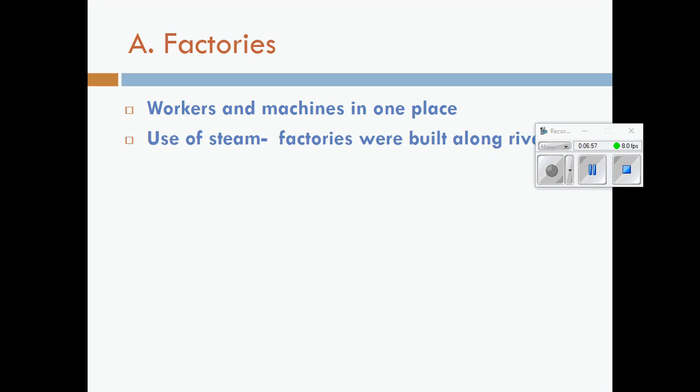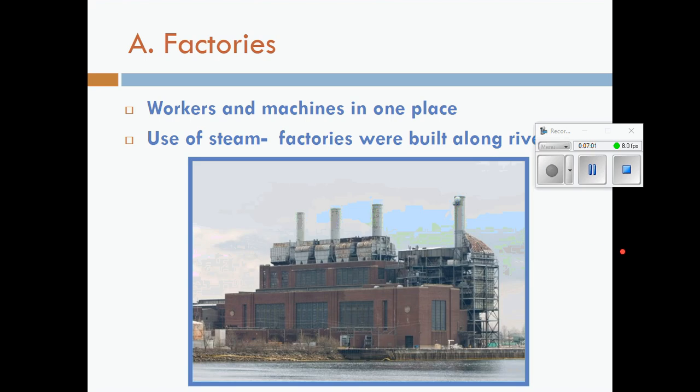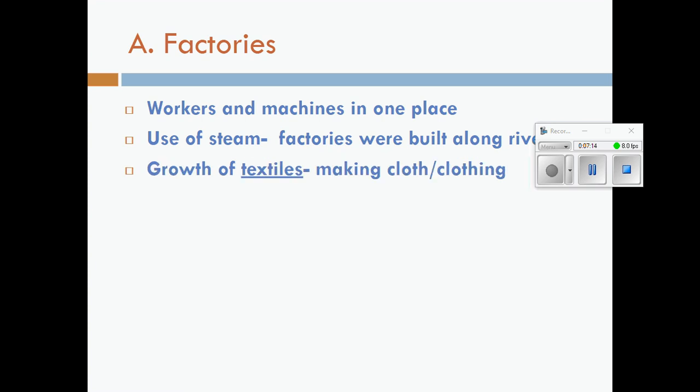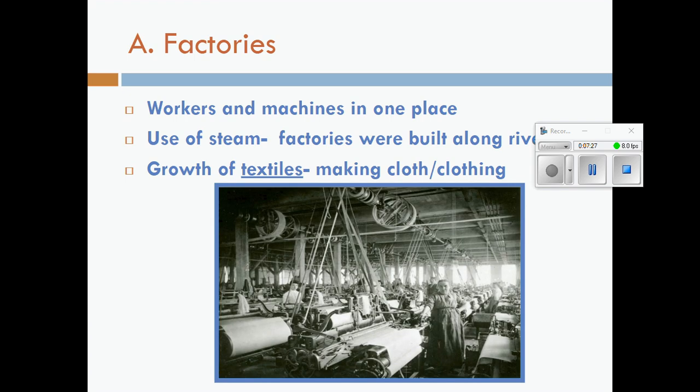So when you say use of steam, I mentioned this before, it's your water. A lot of your early factories were built along rivers, and you still have factories along rivers today because they have hydropower or hydroelectric power. When you go up to the Great Lakes or along the Ohio River, you will see factories all along those because they still use water power today. You also have the growth of textiles, vocabulary word. Textiles means the making of cloth or clothing, and that would be like this.